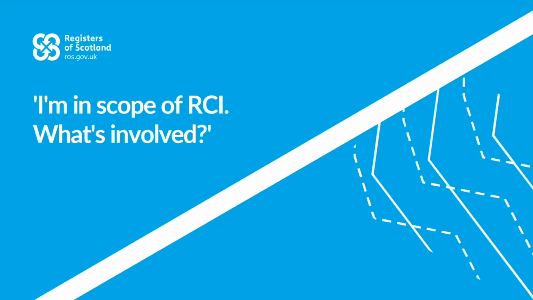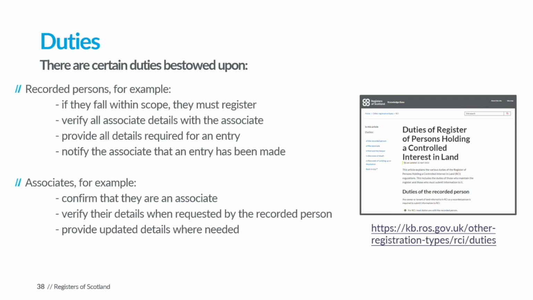Now let's talk about submissions. If you have decided that you're in scope, it's important that certain duties are met and information prepared. For recorded persons, if you are in scope, you must register. You must also verify all the associate's details, provide all the details, and notify the associate that the submission has or will be made. We have created an optional template for this, which can be found on our website.